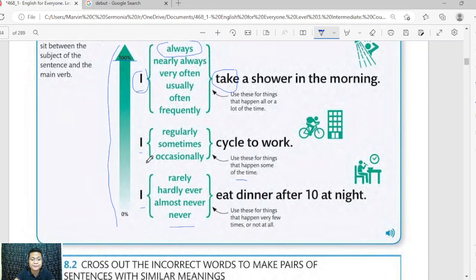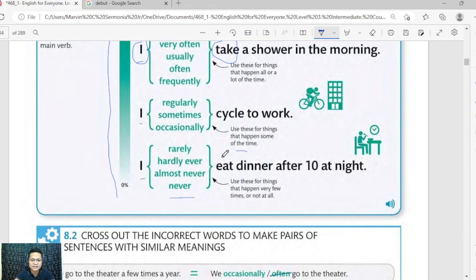So we can say, I regularly cycle to work. Well, for example, you only cycle thrice a week going to work. You can make use of regularly, sometimes, or occasionally. Okay? What about the things that happen very few times or not at all? We can make use of rarely, hardly ever, almost never, and never.